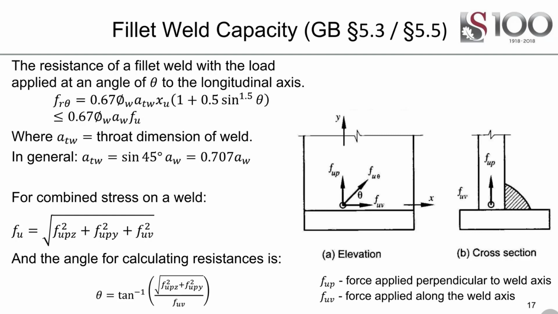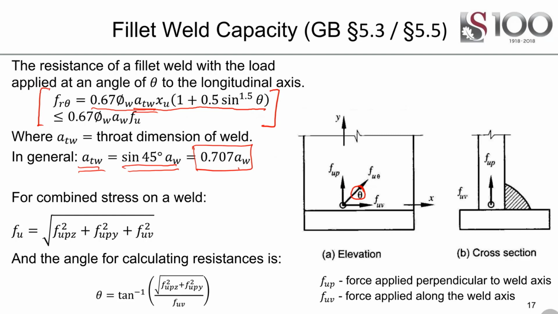Now, what's important is the resistance, for a most stressed 1 mm of weld, of a fillet weld with load applied at an angle of theta to the longitudinal. So there's 1 mm of weld somewhere that we're designing, at an angle theta to the horizontal, and we need to make sure it satisfies this equation. You'll see theta appearing in there, and also a TW. Remember, be careful: TW is sine of 45 times AW, the easiest way is just to use 0.707 AW. So just be very careful.